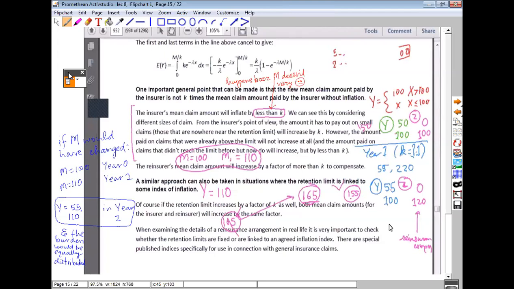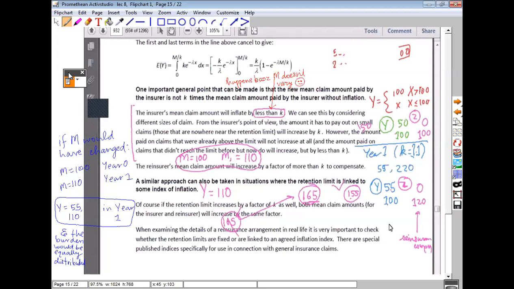And it will apparently increase by less than k, because from the parameters we can see that the lambda has changed by k, but the alpha is same. So if we take the mean, then it will be less than k. Like the increase will be less than k. So I do agree with the fact that you say that the mean claim amount will increase by less than K every year. But I don't agree where you explained the reason behind it being that the alpha stays constant and lambda changes with the K.